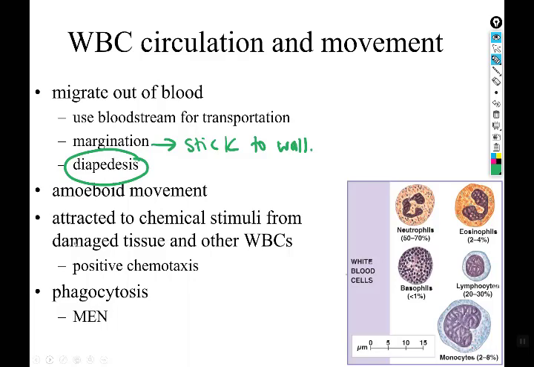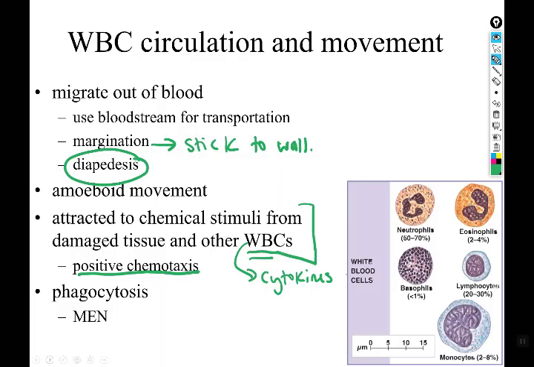And then we discussed this already, so they are attracted to damaged tissue signals, as well as cytokines from other white blood cells. So these guys are going to release cytokines, which are a class of chemicals that basically are ways that cells talk to each other. So positive chemotaxis means following a trail of chemicals from an area of lower density to an area of higher density. So you're going up the smell trail to the source of the smell.